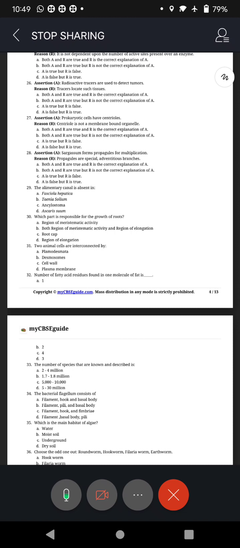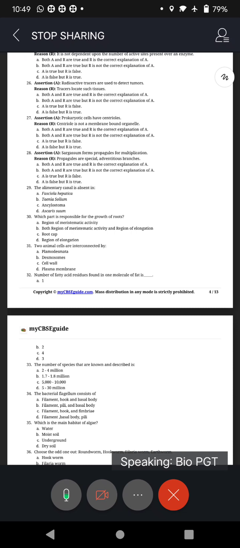Next, we move on to question number 30. Which part is responsible for the growth of roots? A. Region of meristematic activity. B. Both region of meristematic activity as well as region of elongation. And C. Root cap. D. Region of elongation only. So, growth of roots. It's an easy one for you.